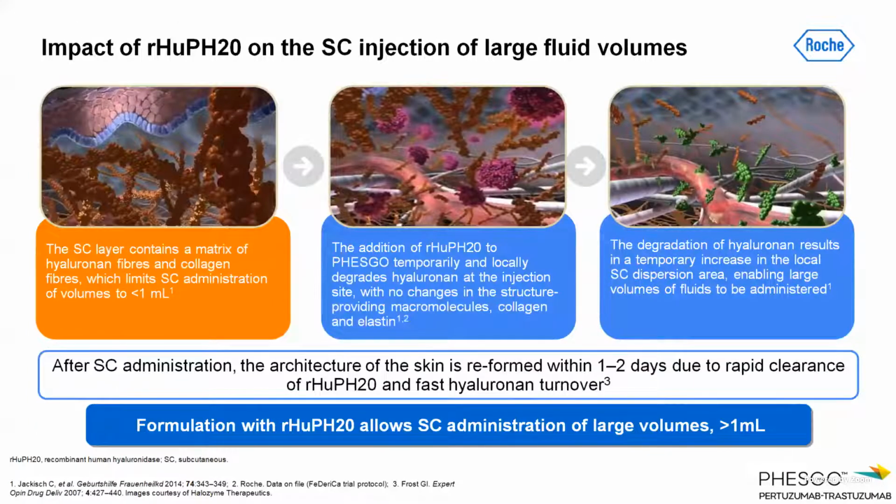So just to explain visually, there is a matrix of hyaluron fibers and collagen fiber, and what hyaluronidase does is it degrades the hyaluron fibers, which increases the capacity of the subcutaneous space, and importantly, it is a reversible process. So once after 1 or 2 days, the architecture of the skin gets formed back again, and by that time the drug is usually cleared enough that it will not lead to a problem.